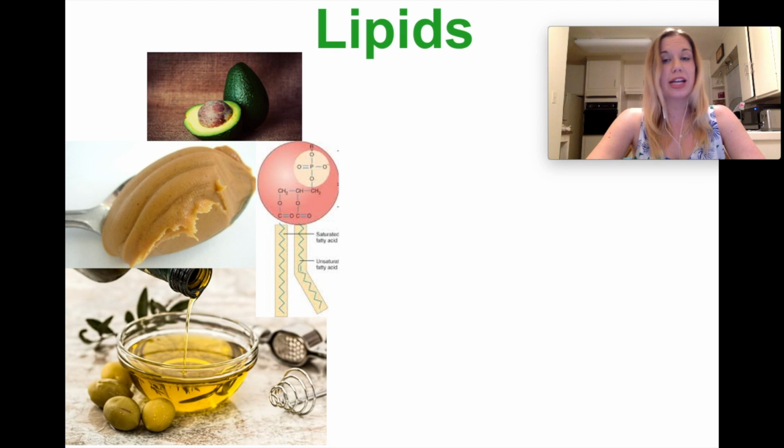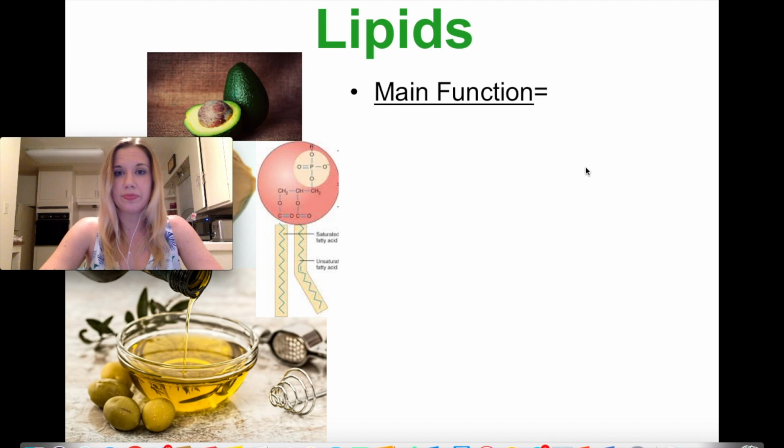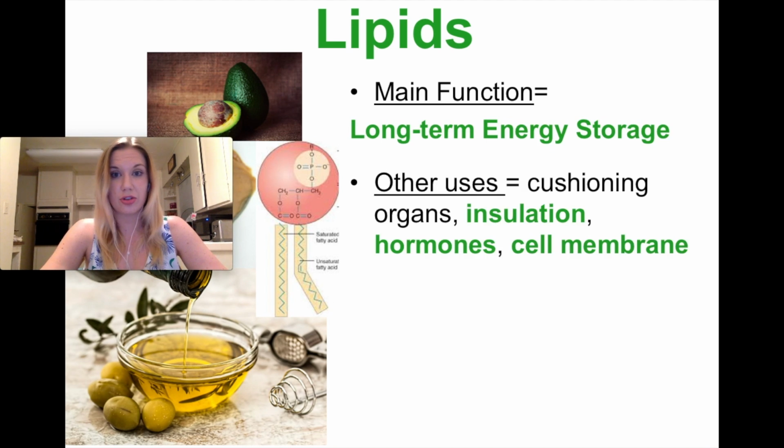So continuing on, the second macromolecule we're going to talk about is lipids. The main function of lipids is long-term energy storage, so it's kind of the opposite of carbohydrates. Some other uses in the body are cushioning organs and insulation. Insulation just has to do with maintaining our body temperature.